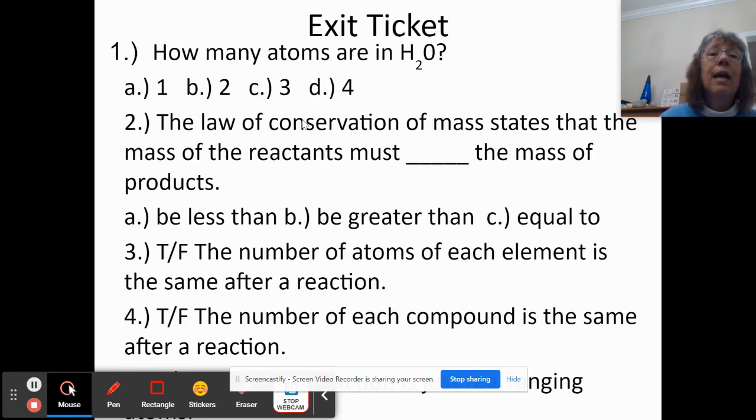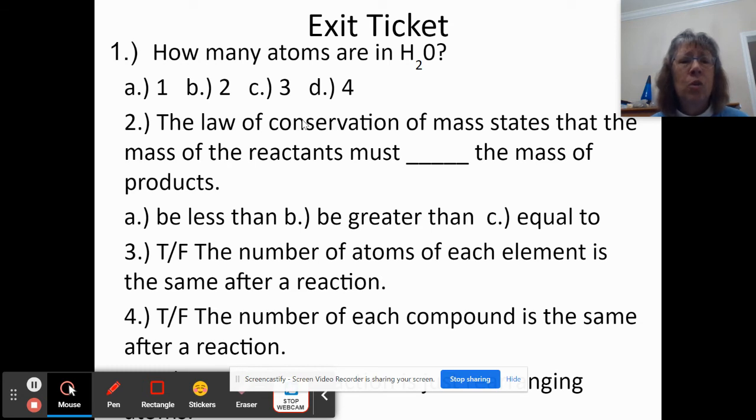Number 1, how many atoms are in H2O? Remember, count each of the atoms. Number 2, the law of conservation of mass states that the mass of the reactants must blank the mass of the products. A, be less than, B, be greater than, or C, be equal to.